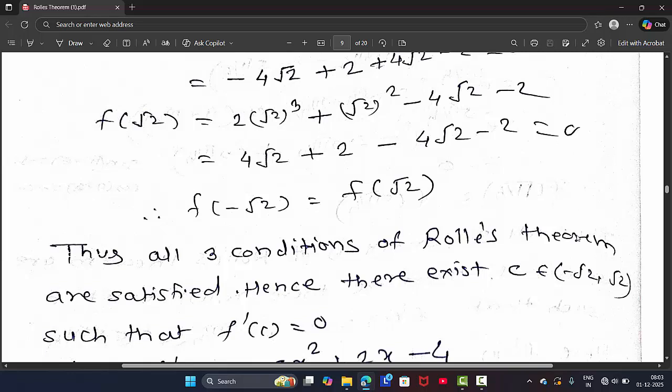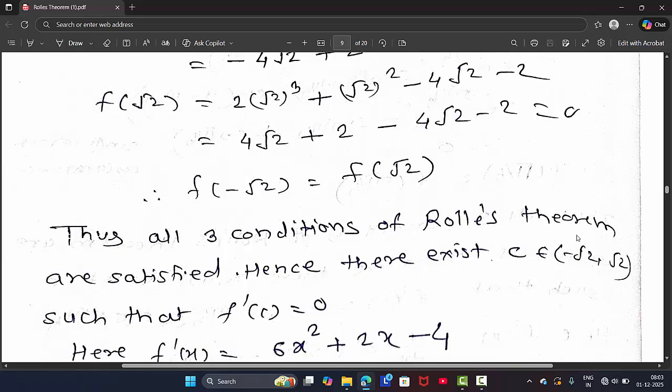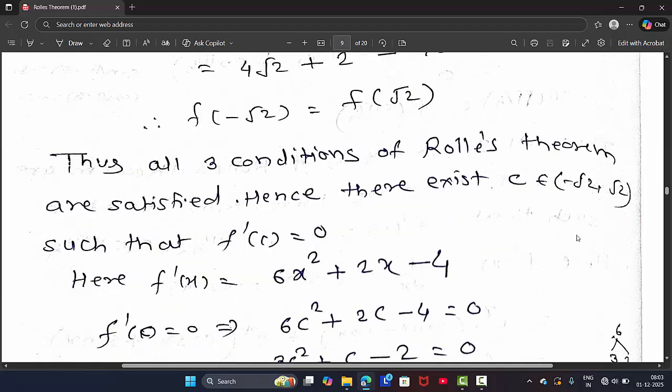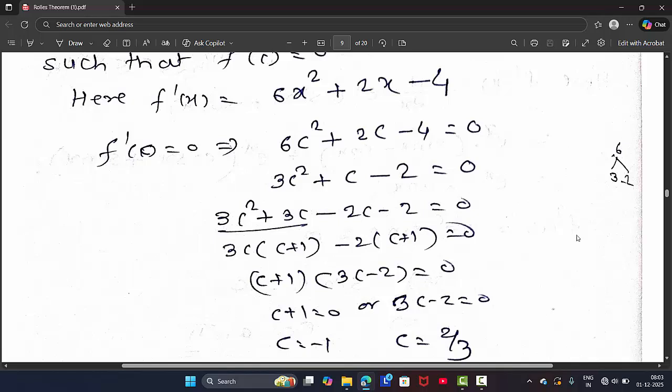Thus, all the three conditions of Rolle's theorem are satisfied, and hence there must exist at least one point c in AB such that f dash c equal to 0. Here f dash x equal to 6x square plus 2x minus 4. That's why f dash c equal to 0. This implies 6c square plus 2c minus 4 equal to 0. If we divide by 2 throughout, we will get 3c square plus c minus 2 equal to 0.